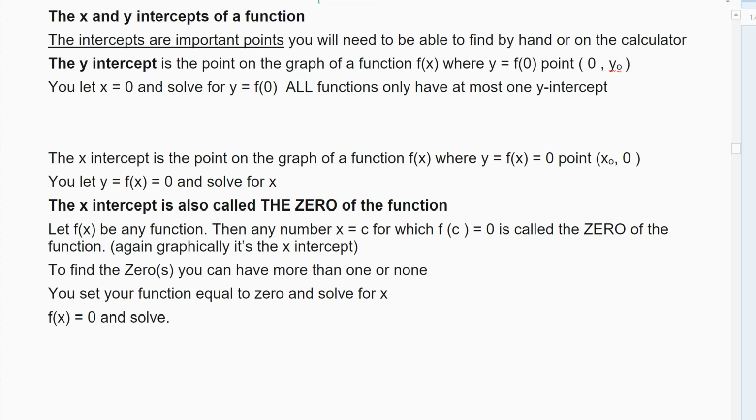X and Y intercepts. So this is 1.4 video 5 with audio this time. Apparently the audio didn't record the last time or something went wrong with it. So hopefully I remember everything that I said in the last video. I'm going to do my best.